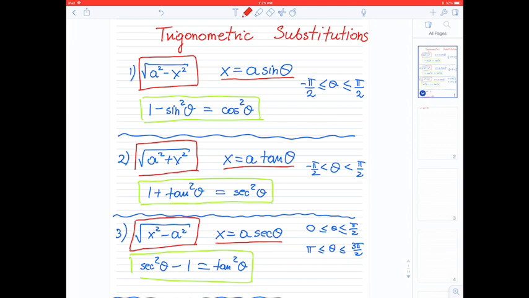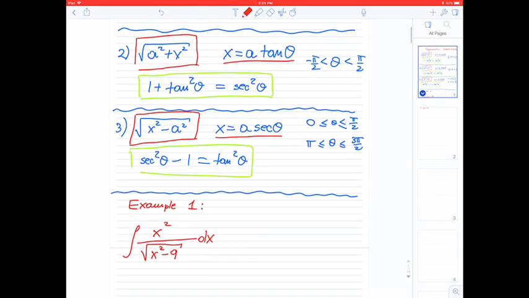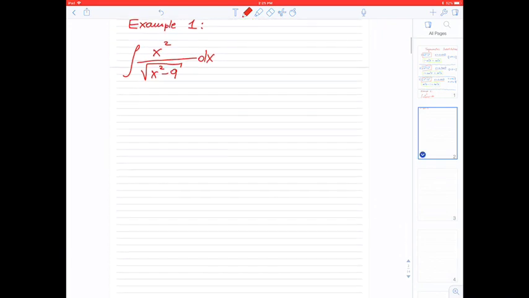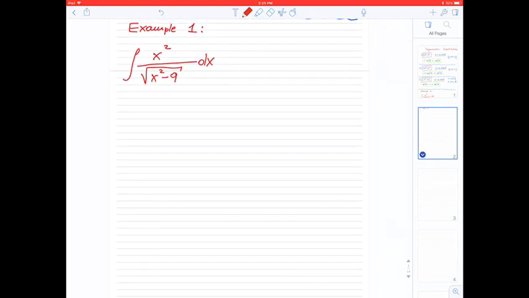Okay, now I will just solve a few problems. Maybe some of them are a little bit challenging, but let's see how we can apply this. I have example number 1 ready for you. This is the integral of x squared over the square root of x squared minus 9. We can nicely see a typical expression which is ready for the trig substitution.